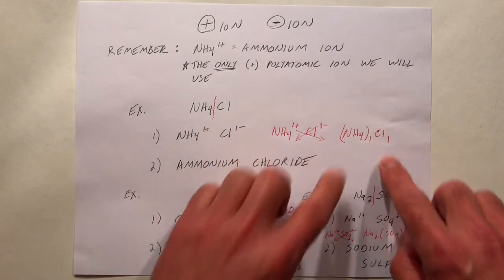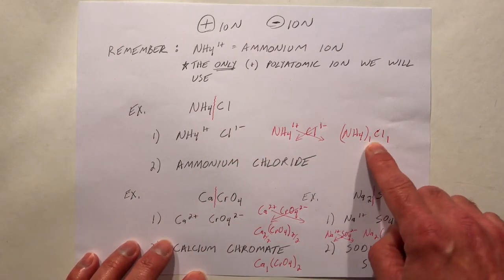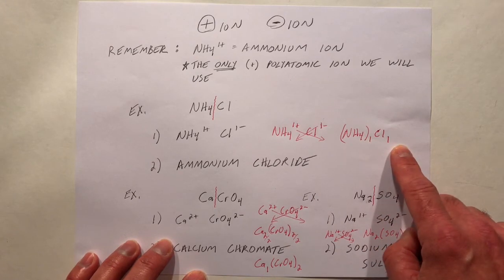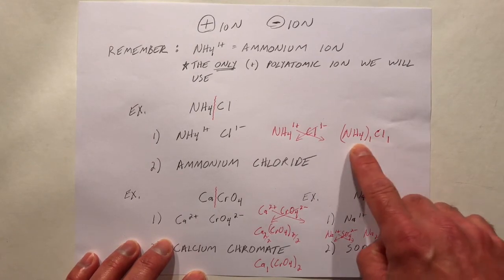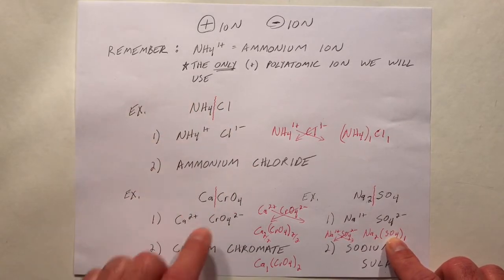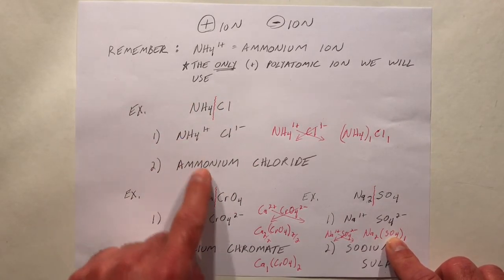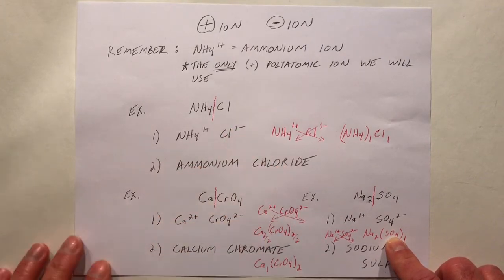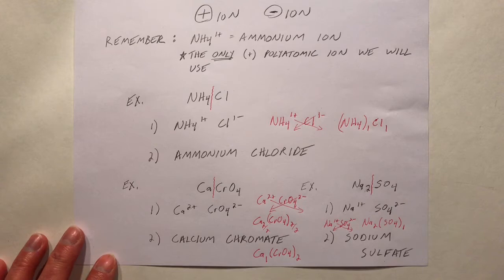Remember that if we put it in parentheses, we say it's taken so many times with the number on the outside. So NH4 taken once, Cl1. We don't need the ones, so that means we don't need the parentheses. It's typically written like this. And the name of that compound would be ammonium for the ammonium ion, chloride for the chloride ion. It's ammonium chloride.